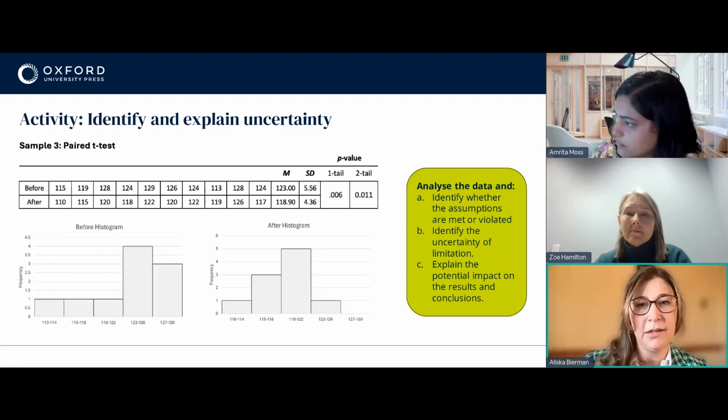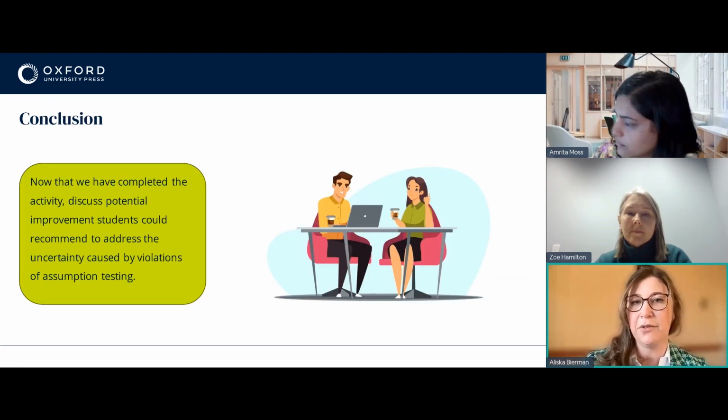Just for your information, there are worked solutions to these handouts, and in it there are some teaching notes as to the reasoning behind things, or what you may or may not want to include when you teach it. I will now hand back to Zoe.